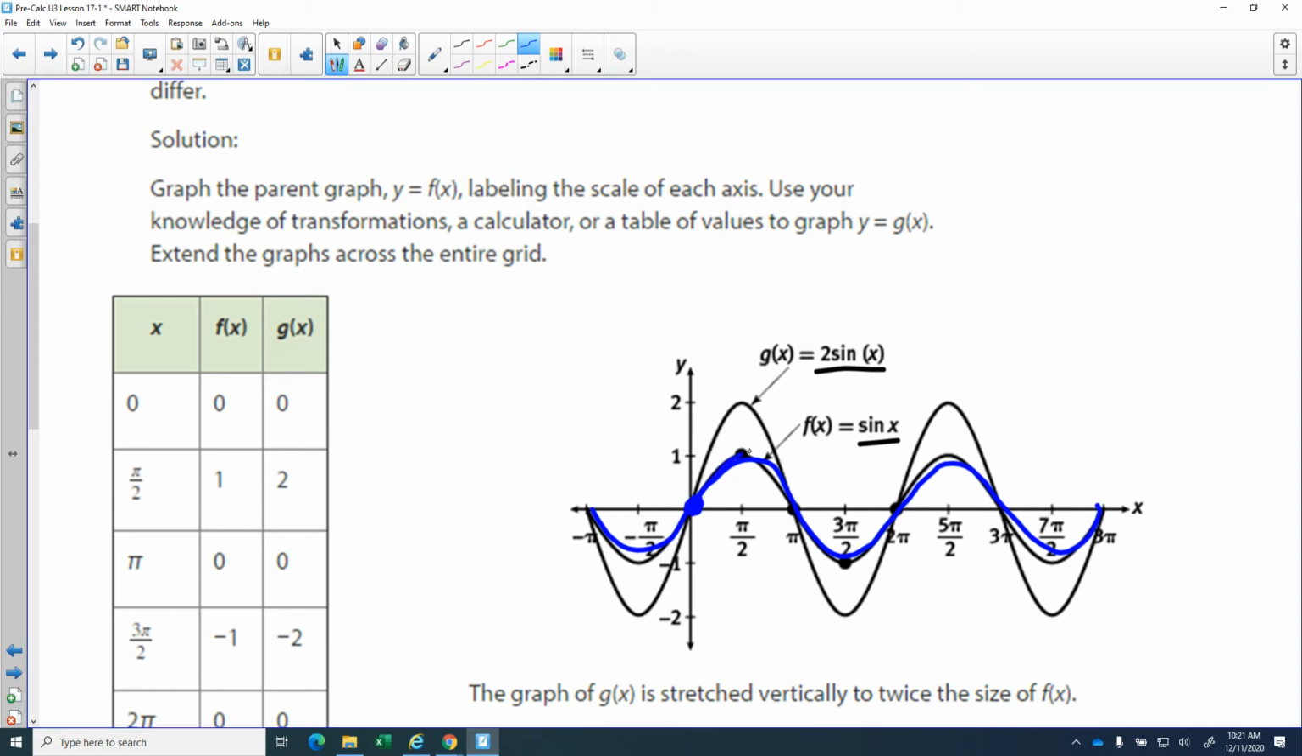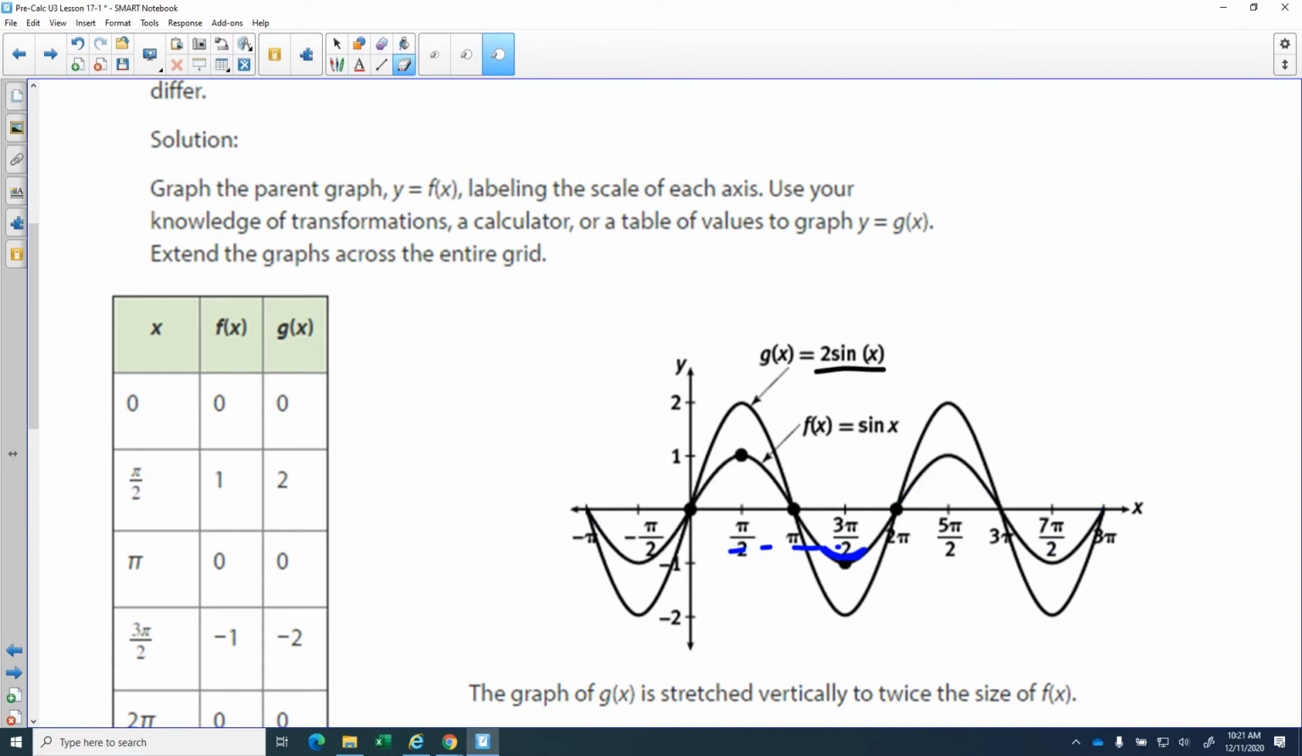It goes up to positive 1, 0, down to negative 1, back to 0. So over one period, we have that value, right? Well, notice what happens when we actually shift or change this graph.